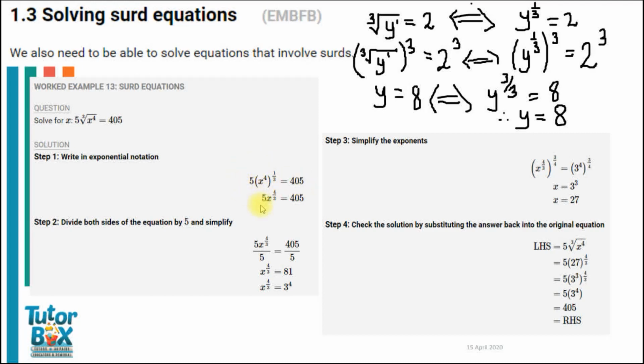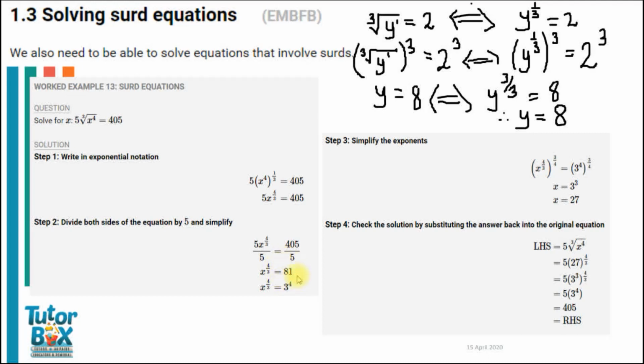So if I simplify this, I'll get 5 times x raised to the power of 4 over 3 is equal to 405, because this 4 will multiply that 1 over 3. This is also another law that you learned in grade 9, 10, so you should know it by now. And then step 2, we divide both sides of the equation by 5 and simplify. So we have 5 times x raised to the power of 4 over 3 is equal to 405. We divide by 5, divide by 5. We get x raised to the power of 4 over 3 is equal to 81.